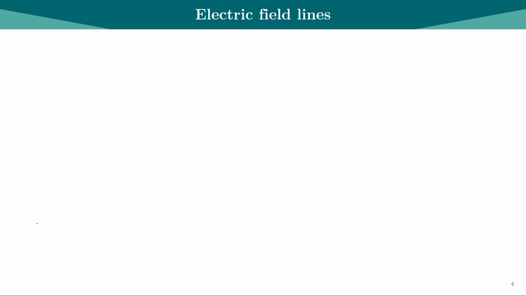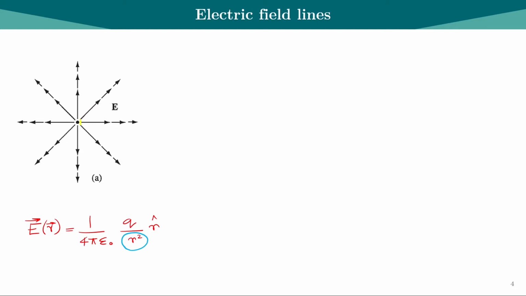Now, for a point charge, the electric field is given by E(r) equal to 1 over 4 pi epsilon 0 Q over r square times r hat, where r hat is the direction of the electric field. Now we see that the field falls off like 1 by r square, and a representation of this field would be like this. That is, the vectors get shorter as we go away from the center.